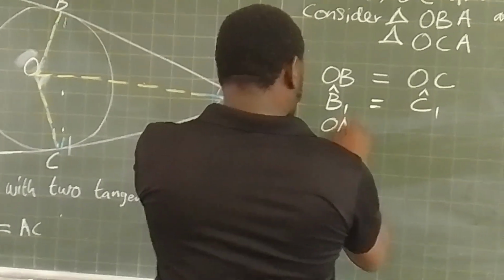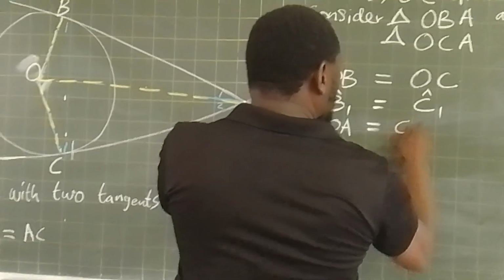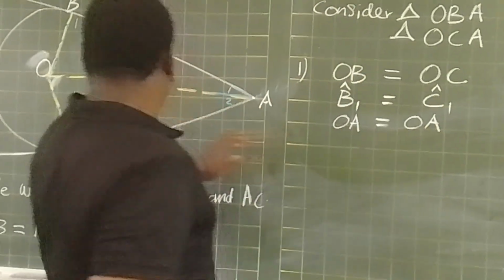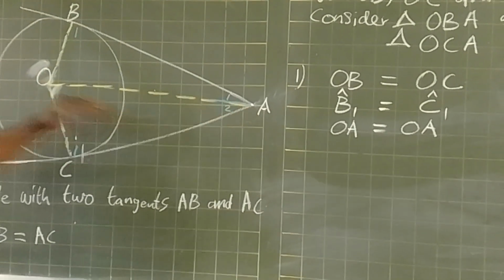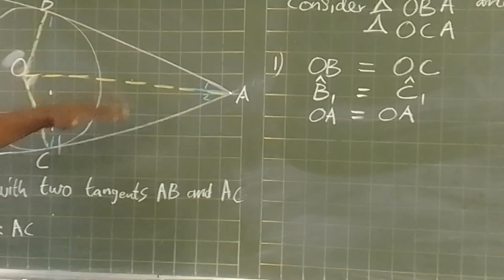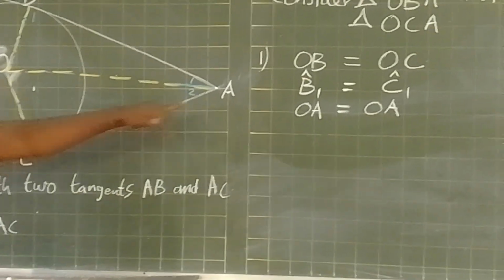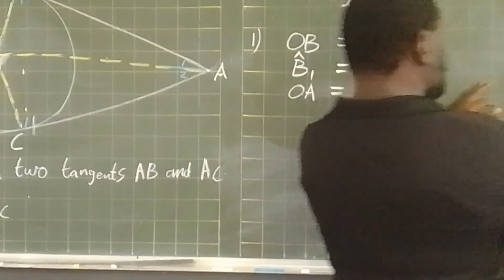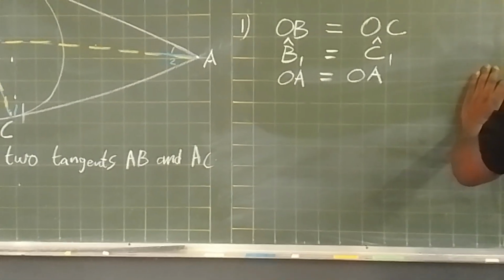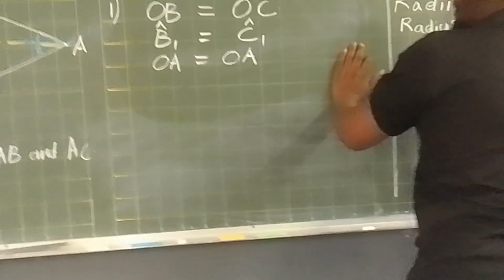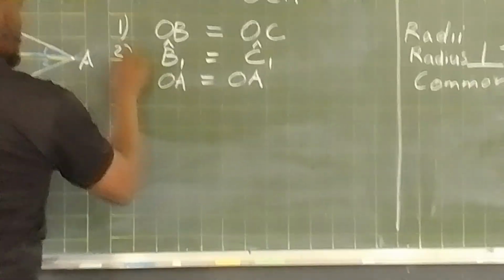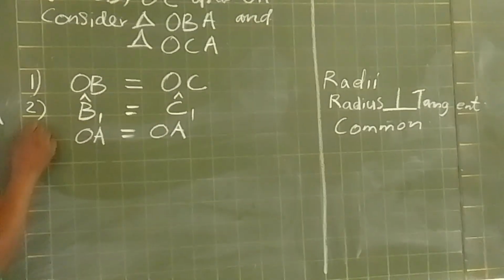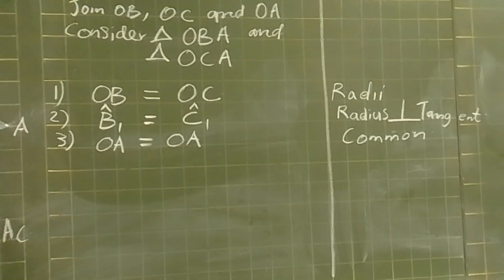Now we come and say OA is equal to OA. We have OA in triangle BOA and we have OA in triangle OCA. The reason for that is common. Now this is the third statement. The first statement, the second statement, this is the third statement.